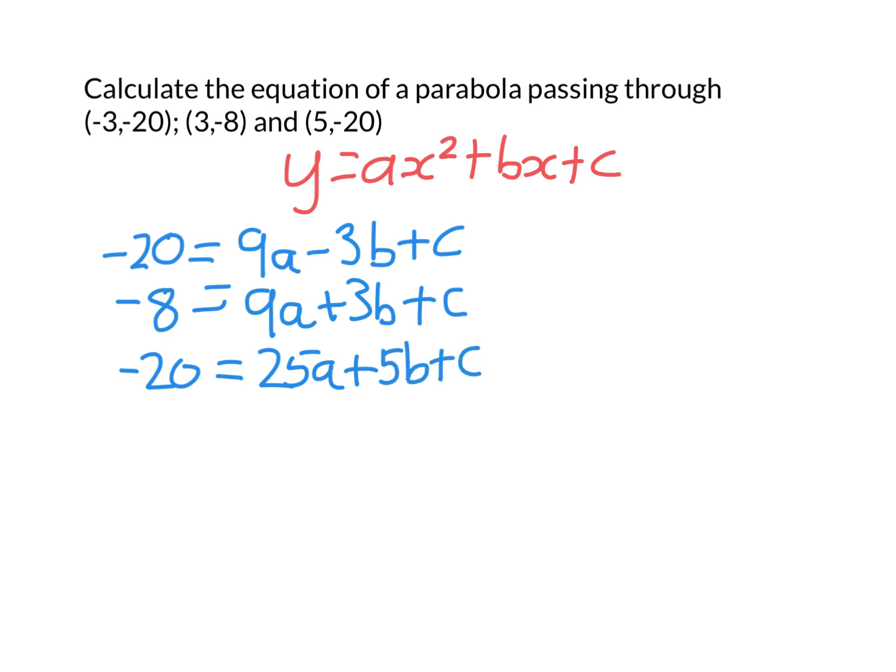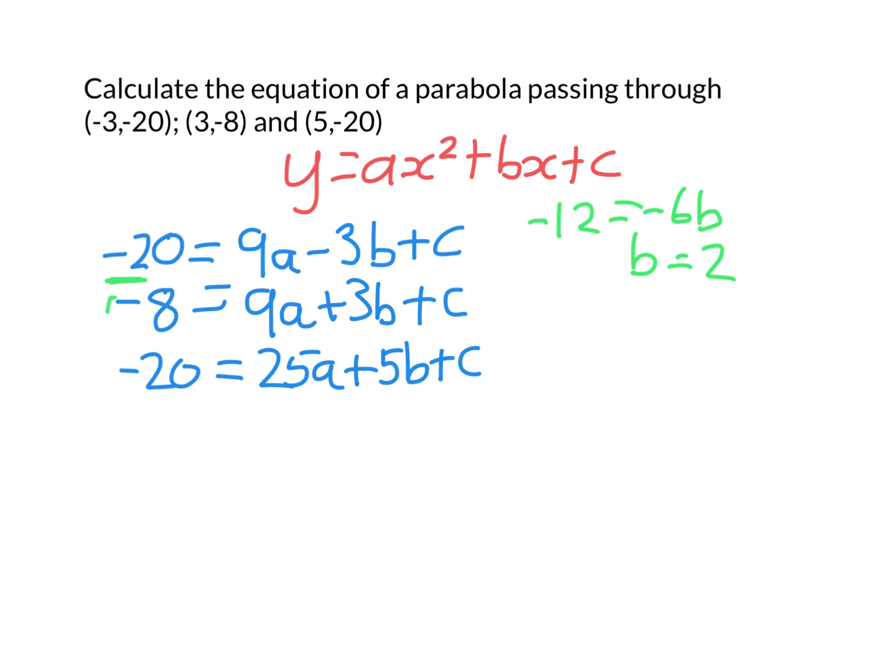Okay, how am I going to solve these equations? Well, notice that these two equations help a lot because both a and c have the same coefficient in each. So if I subtract the second equation from the first, I will eliminate both a and c and I can find b straight away. So let's go and do that. So we get -20 subtract -8 gives us -12. Then we go 9a minus 9a is 0, -3b minus 3b is -6b, and then c minus c is 0. So straight away from that, I know that b is equal to 2.